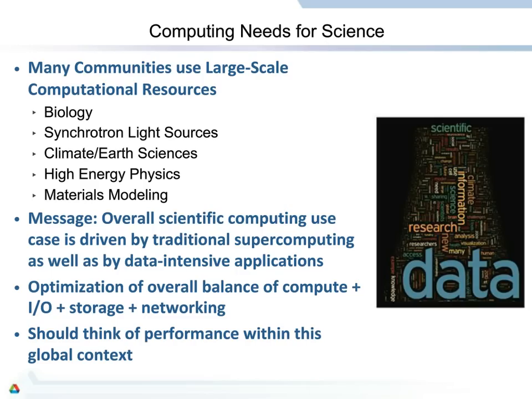slide where the meat of the talk starts, which are the computing needs for science. So obviously, science has a wide variety of computing, right? I mean, you can do very interesting stuff right on your laptop. You don't necessarily need to do large-scale computing. But there are many communities that use large-scale computational resources for a variety of tasks. And these communities are biology, the people who use light sources, climate, obviously, and earth sciences, high-energy physics, and materials modeling. So all of these fields tend to use computing in different ways.